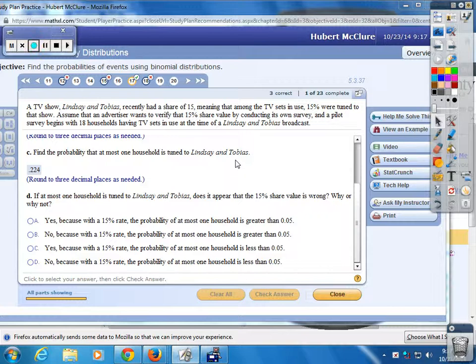If at most one household is tuned to Lindsay and Tobias, does it appear that the 0.51 is wrong? Well, what did we get? What's that percentage? So is the 15 wrong? Well, you got to find out. New minus old over old. Take 0.22, or take 22 minus 15, and divide by 15. What do you get?